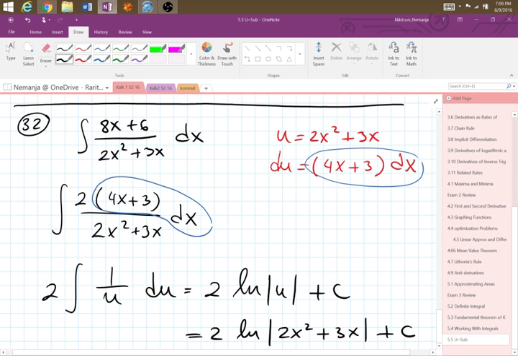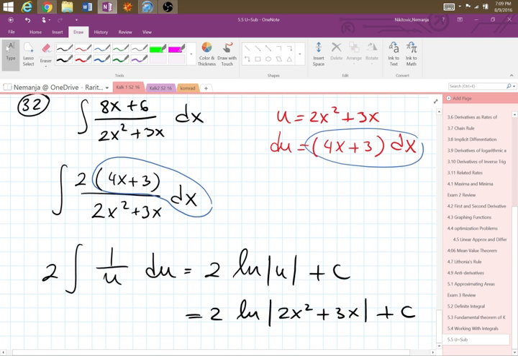Instead of factoring out the 2 from the original integral, could you have multiplied by 2 on du to make it 8x plus 6? Yeah, but then you would have 2 du. Sure, it will pop up there.